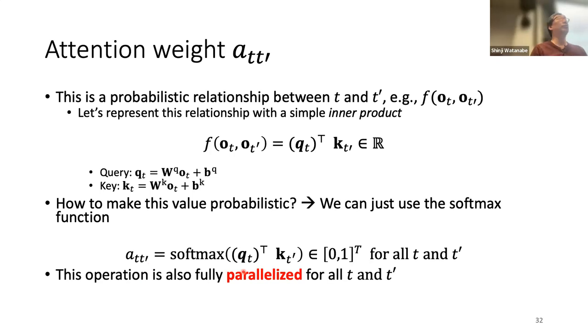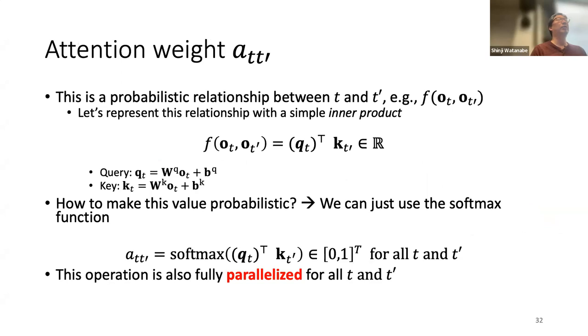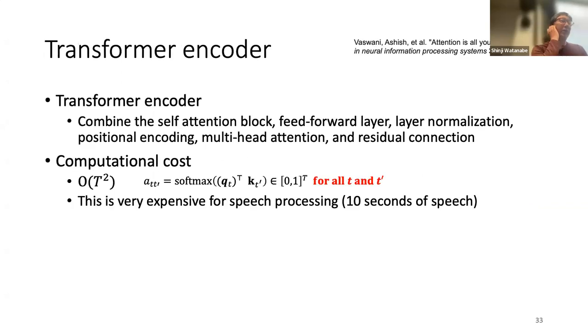So actually all of these operations are parallelized, and we can consider all kinds of connections from 1 to 4 or 1 to 1000 and so on. So this is actually the self-attention mechanism. And this is the core part of the transformer encoder. However, the transformer encoder is actually a combination of other operations, like a feed-forward layer, layer normalization, positional encoding, multi-head attention, and the residual connection, and so on.